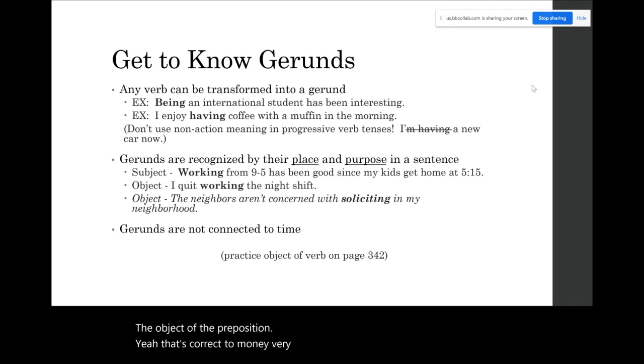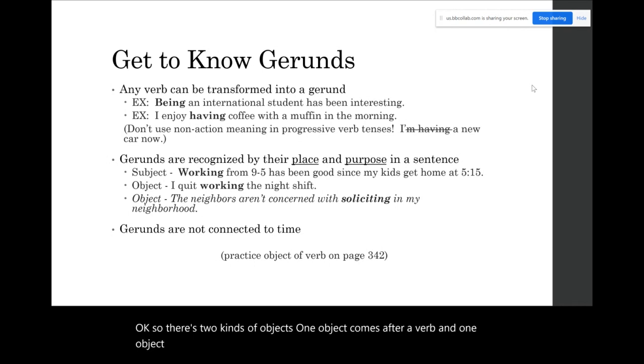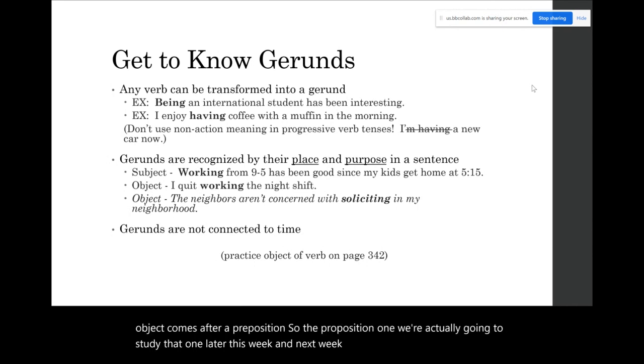So with soliciting is the object of the preposition. Okay, so there's two kinds of objects. One object comes after a verb, and one object comes after a preposition. So the preposition one, we're actually going to study that one later this week, next week. We're focusing on the subject and the object of the verb.